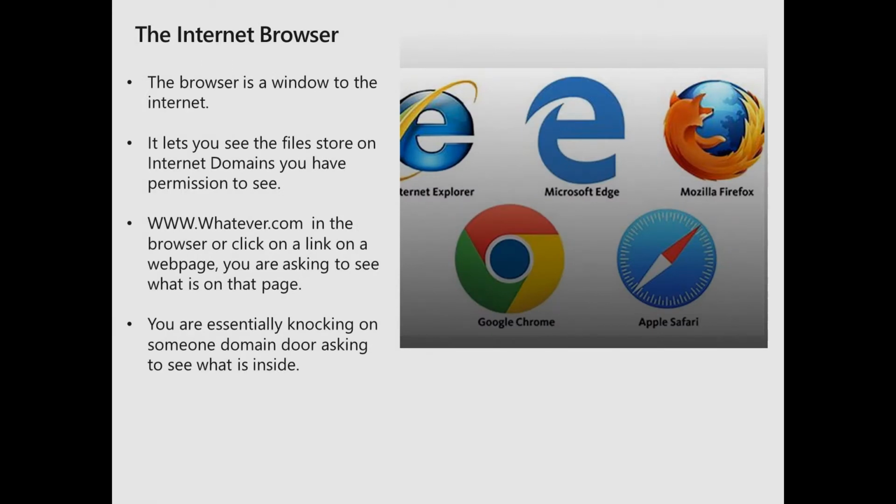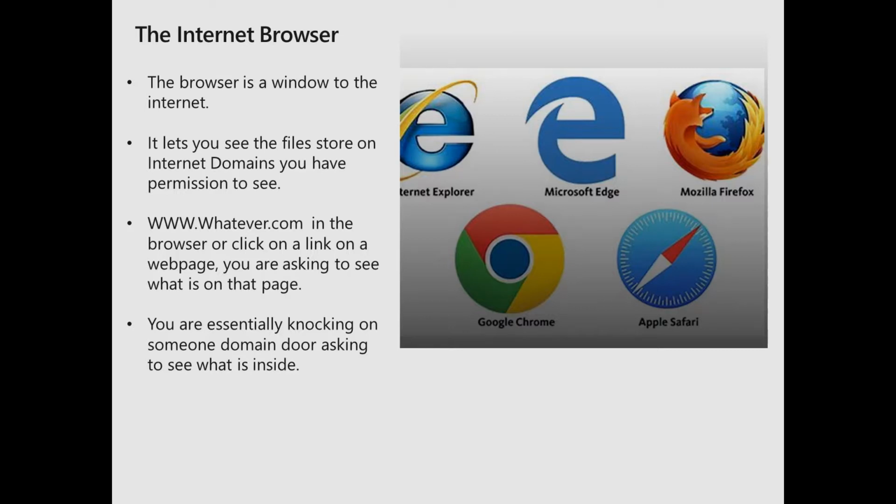Browser. There are several of them. Internet Explorer, Edge, Chrome, Firefox, Safari, Opera, and many more. The browser is a window. It's a window to the internet, or more specifically, the files stored on the internet domains you have permission to see.